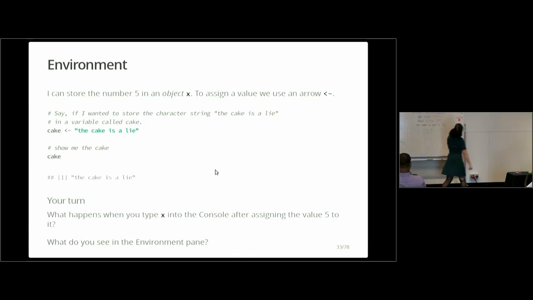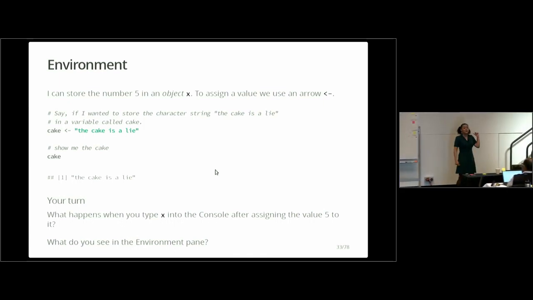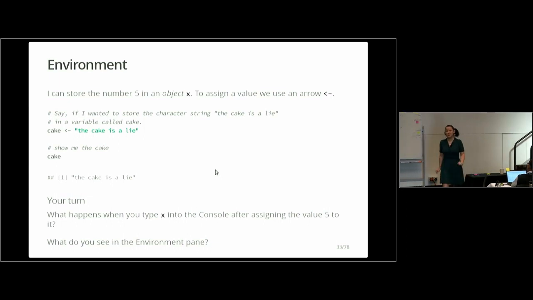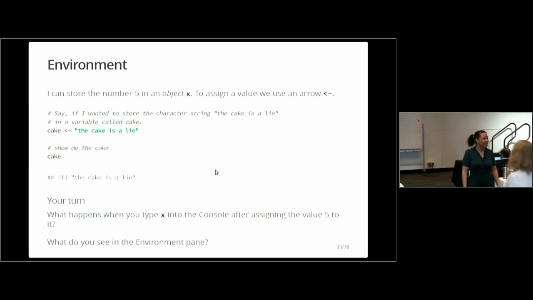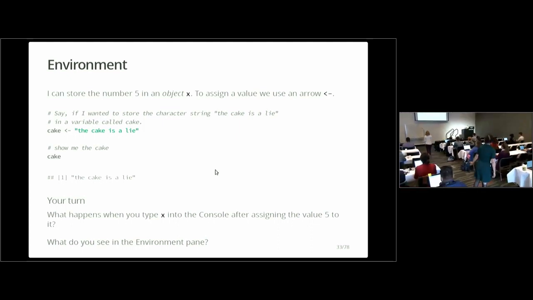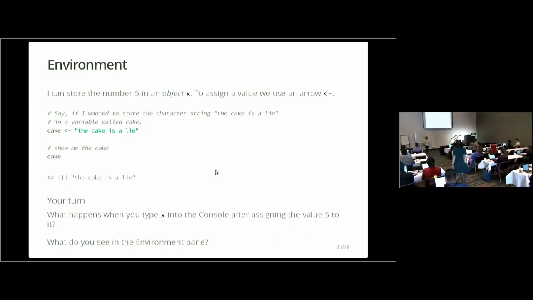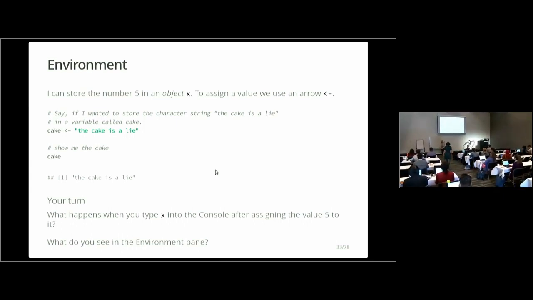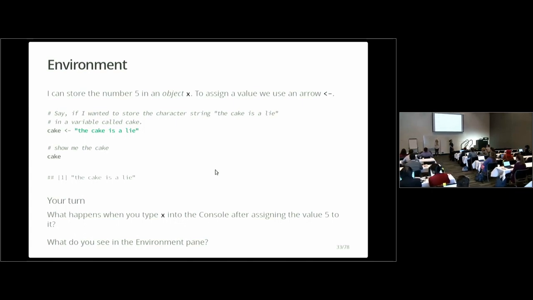Less-than dash for assign. So what happens in the environment when you store the number 5 in whatever you want to call it? I called it X, but you can call it whatever you like. And it doesn't have to be 5. It can be anything you like: a character string, a logical value, true or false. What do you see in your environment? Does everyone see something appear in their environment pane?